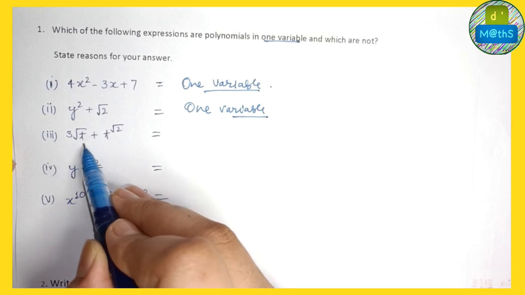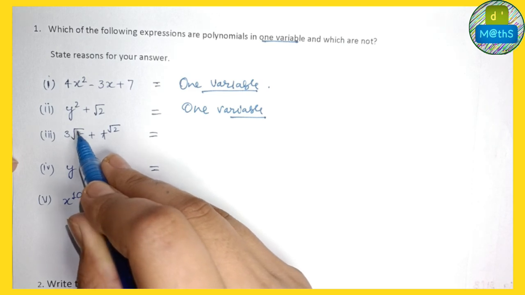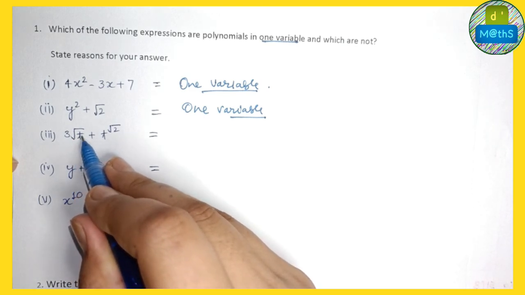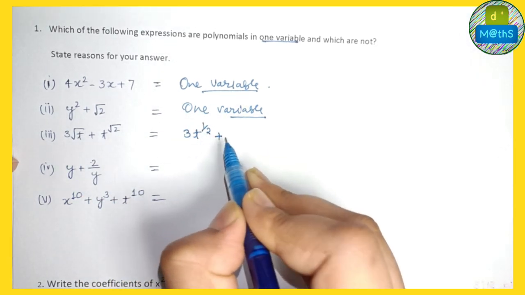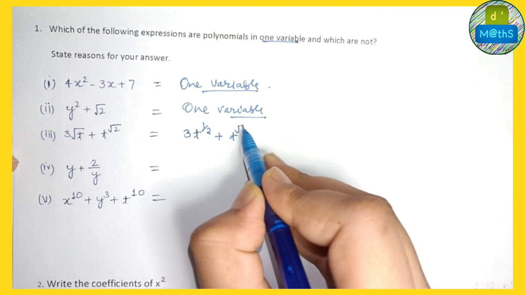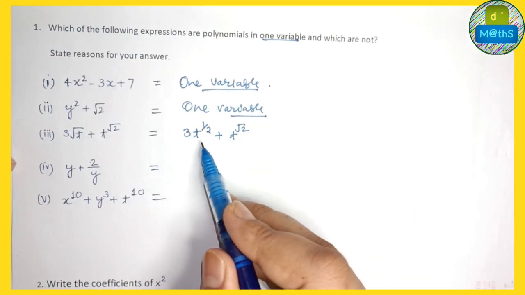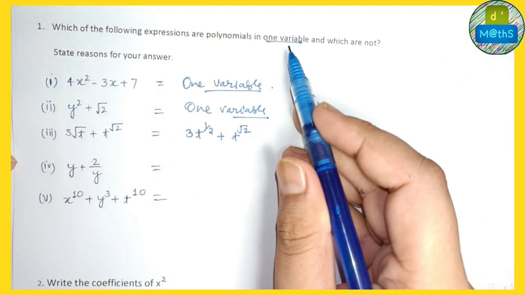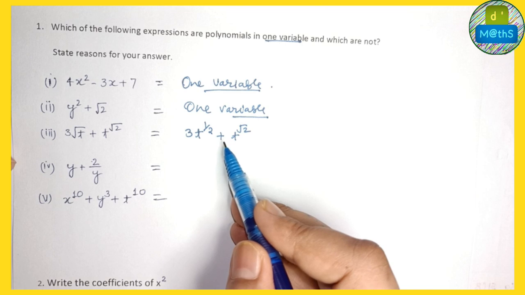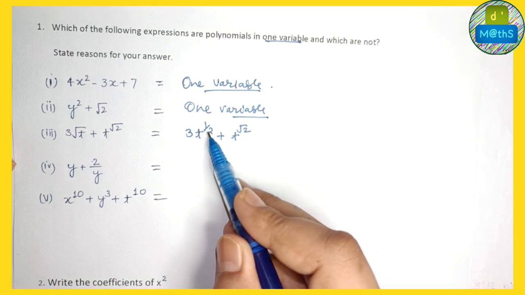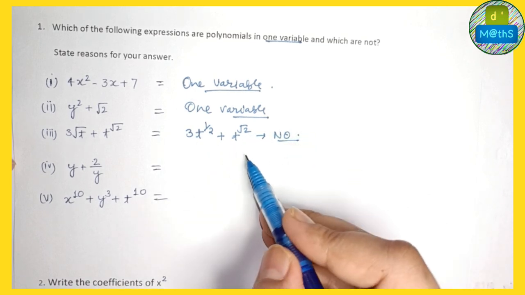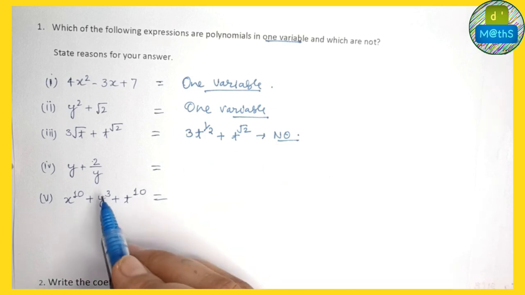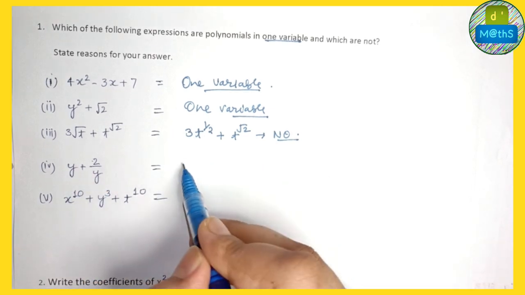Now moving to your third question. Here root t is multiplied with 3. So root t means what? The variable has a power half. So the variable t will have a power 1 upon 2. And you know, if a variable has a power that is not a whole number, then that equation itself will not be considered a polynomial. So forget about one variable, two variable. This is not a polynomial itself because the power is not a whole number.